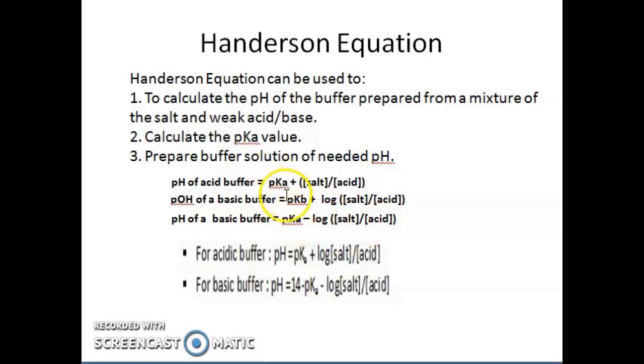So if we want to simplify, we could say that for an acidic buffer, pH is equal to pKa plus log of salt by acid. For a basic buffer, pH is equal to 14 minus pKb minus log of salt by acid. So these are all the basic formulas for calculating pH value for an acid buffer or basic buffer with the help of the Henderson equation.